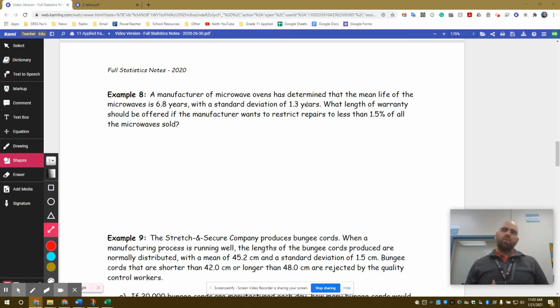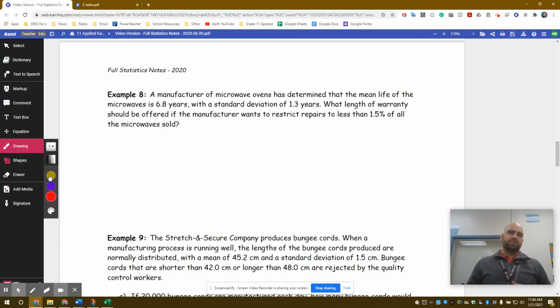But they don't want to repair any more than 1.5% of those microwaves. That means that bottom 1.5%, those anomalies, they'll help fix on warranty. The rest of them, no, because they want to make sure that you keep buying microwaves. They don't want to fix all their microwaves because they would never make money. So we want to find the data point which gives us 1.5% of microwaves based on our mean and our standard deviation.